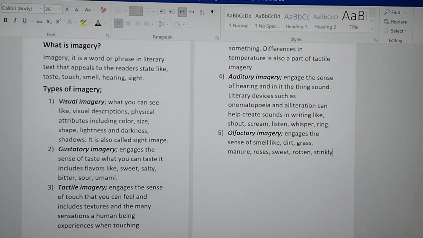And the last one, what is olfactory imagery? It engages the sense of smell, like dirt, grass, manure, roses, sweet, rotten, and stinky. So it relates with our what? With our sense of smell. So that was the topic about imagery and types of imagery.